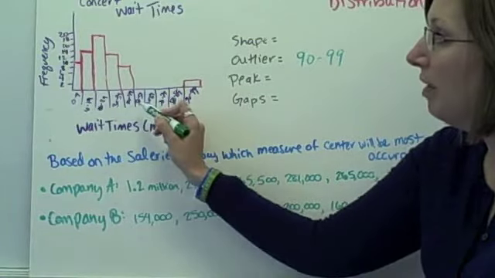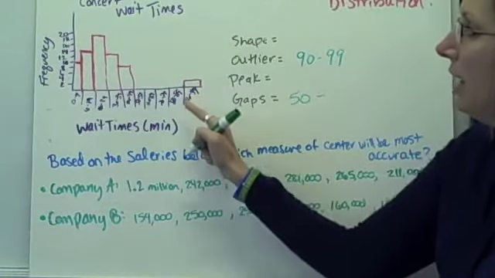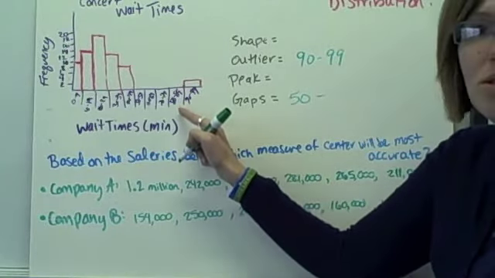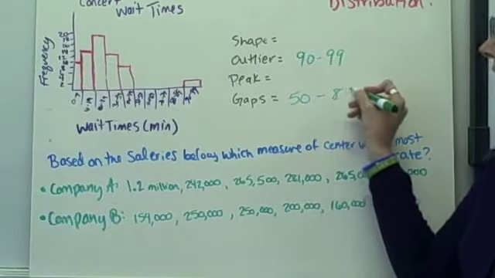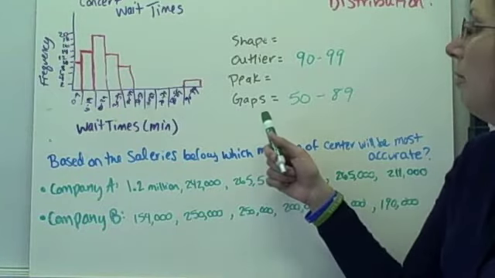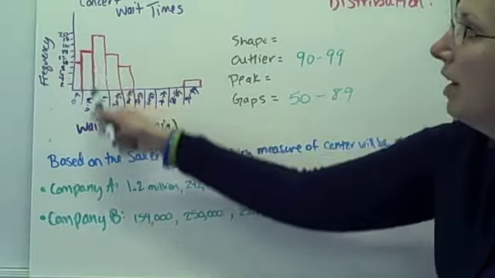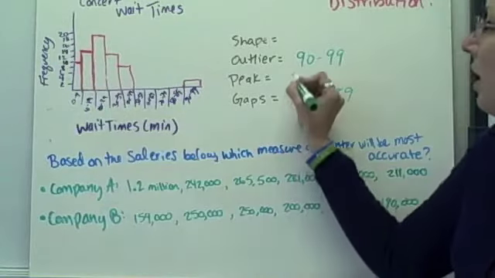The gap is from the last bar all the way to the outlier. So it's from 50 all the way to almost the start of the last bar. So all the way to 89. That's a very large gap for the situation. I can take a look at the peak and find the highest peak on my histogram, and that's from 20 to 29 minutes.